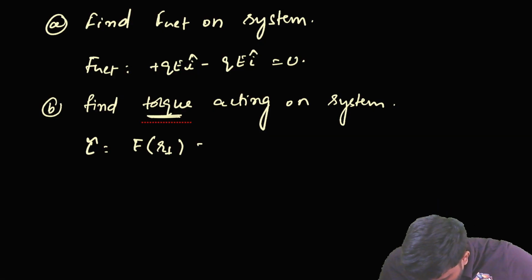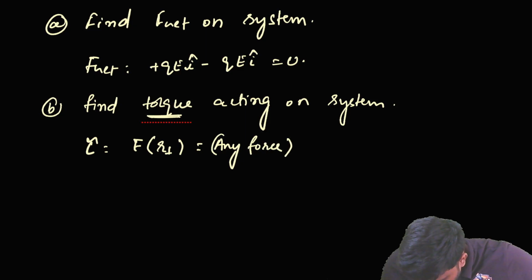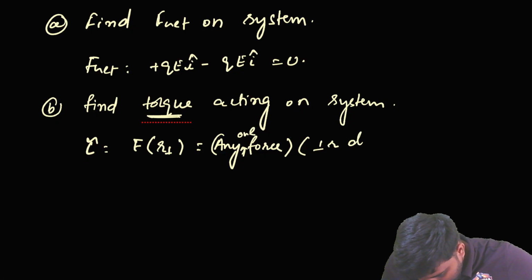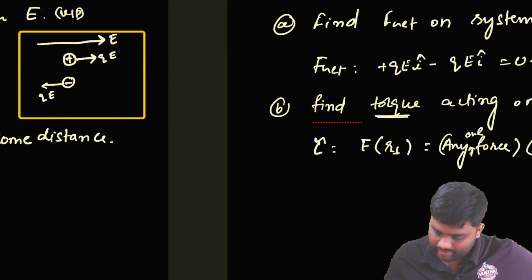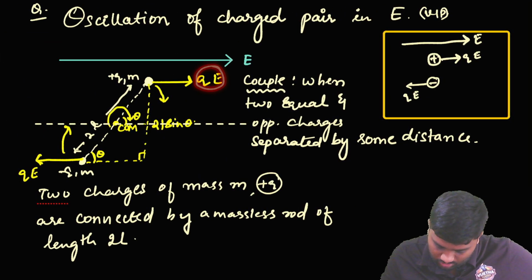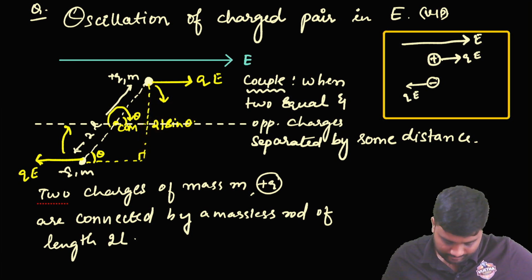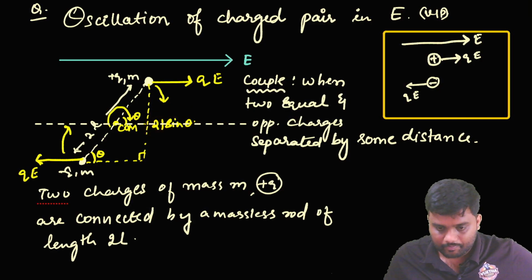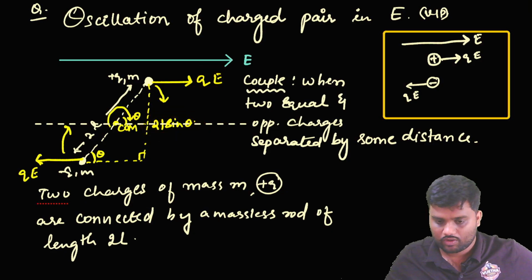That means you can write any one force into the perpendicular distance between them. So if I consider this is one of the forces, for this what is the perpendicular distance? This is the perpendicular distance, that is 2l sin theta. On this 2l sin theta length, if you apply this force QE, it will start doing what? Rotation.